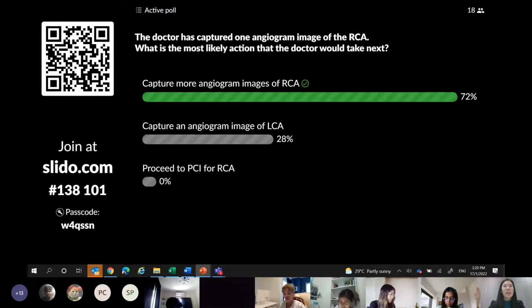Same thing for the left coronary artery. They will not just take one image. They will always take multiple images from different angles. The C-arm will move up and down, left and right, from different angles to very correctly identify the problem. They will definitely, I think all of you realize, not start the treatment after just one image.